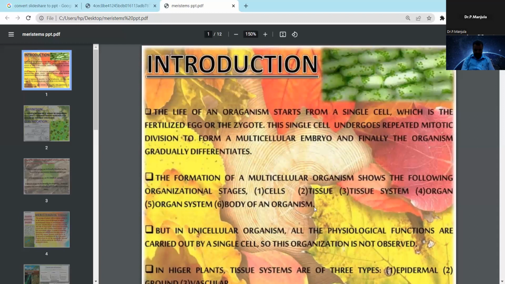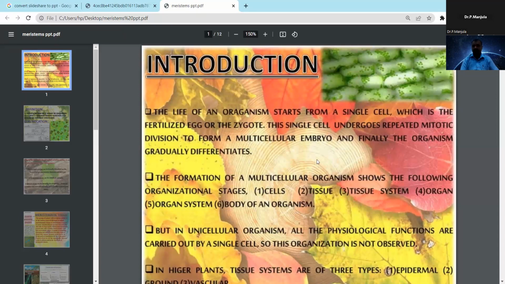In plant anatomy we deal with cell division. The growth of the organism mainly takes place through dividing cells, that is, meristematic cells. The life of an organism starts from a single cell, the fertilized egg or zygote. This single cell undergoes repeated divisions to form a multicellular embryo and finally the organism. The formation of a multicellular organism shows the following organizational stages.